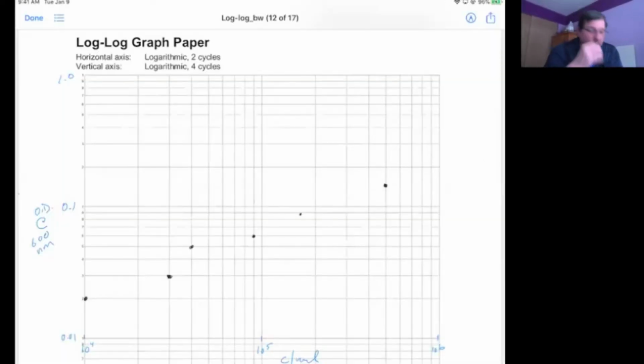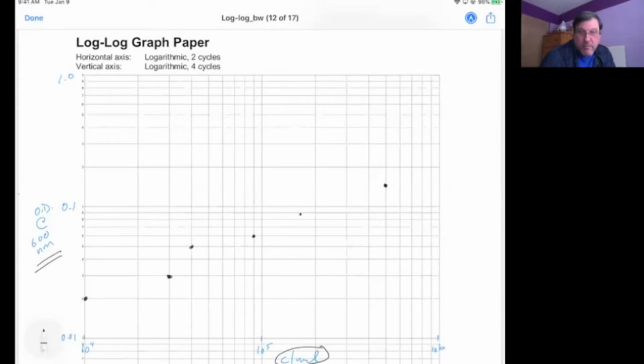So what we should be seeing here is an example of our log-log graph paper. In this case, I have this set up so that when you get data, you'll be getting optical density data, and you'll graph it on the vertical axis. You'll be getting cells per mil data, and you'll graph that on the horizontal axis.